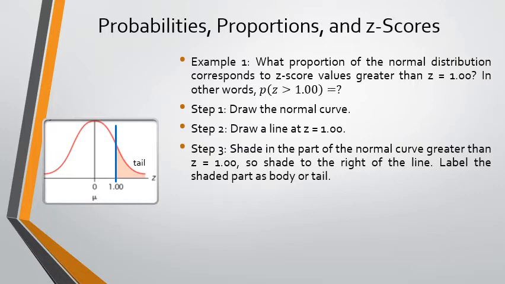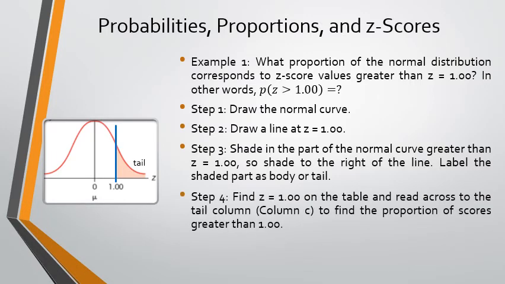Step 3 is you're going to shade in the part of the normal curve that's greater than 1.00, because the problem asked us to find values greater than. So greater means to the right of the line. Less than always means left. They both start with the letter L. Greater than is always to the right. Label the shaded part as a body or a tail. In this case, it's a tail. It does not include 0 or the mean. If it included 0 or the mean, it would be a body.